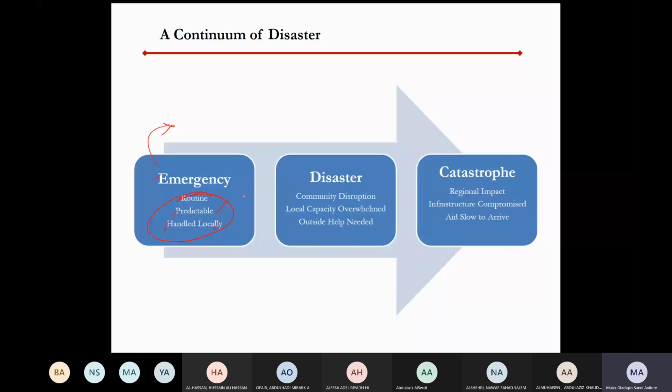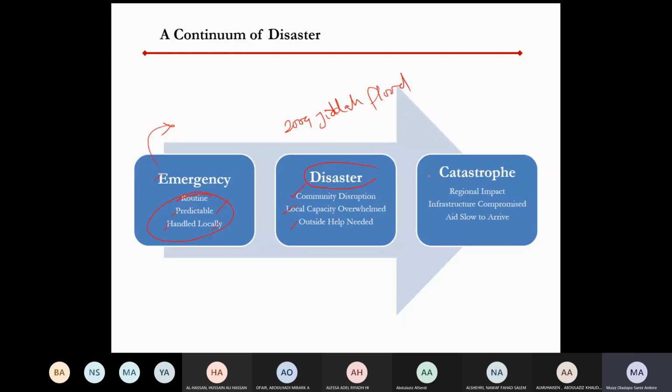However, when this goes outside what can be handled locally, like what you saw in the videos of the 2009 flood in Jeddah, it causes community disruption. The local capacity is overwhelmed. This cannot be handled locally, and outside help is needed. You need help from people from outside, maybe from Riyadh, from Jubail, from other places. You cannot handle it just in your own local province. In this kind of case, you call it what? You call it a disaster.